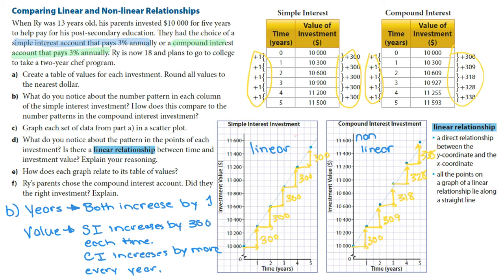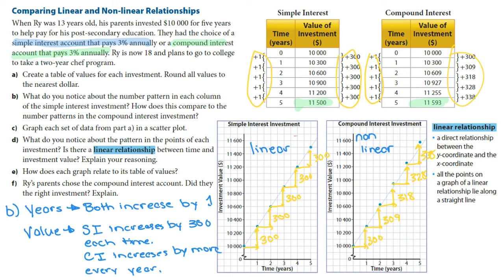Okay. So the last question: did Rise's parents choose the compound interest account? Did they choose the right investment? Well, if you look at how much was in the account at the end for both investments, the simple interest had 11,500, and the compound interest had 11,593. They definitely made the right choice. It's not a big difference. It's only about $93. But in general, with investments, compound interest tends to build interest more quickly, and so it's usually the better choice.